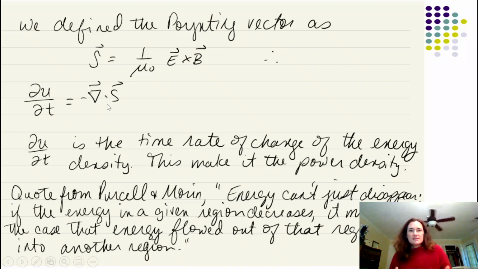Right? Now, what does this tell us? This is actually a continuity equation. That's what it is. It's an energy continuity equation, which really means that it's an energy conservation equation. Okay? So this is an energy conservation equation. It's telling us, and I'm going to quote Purcell and Morin here, energy can't just disappear. If the energy in a given region decreases, right, then it must be the case that the energy flowed out of that region and into another region.